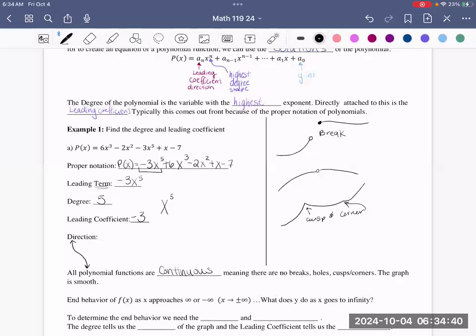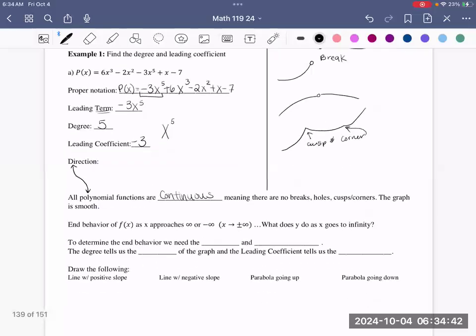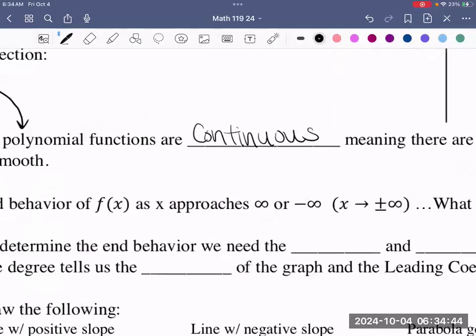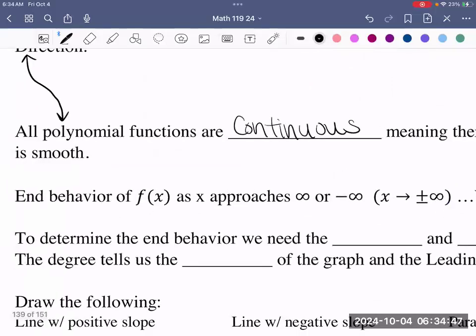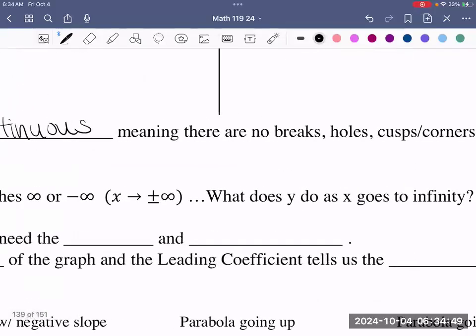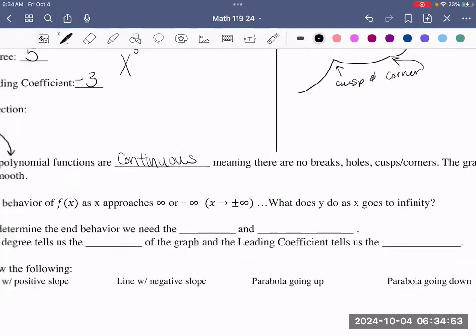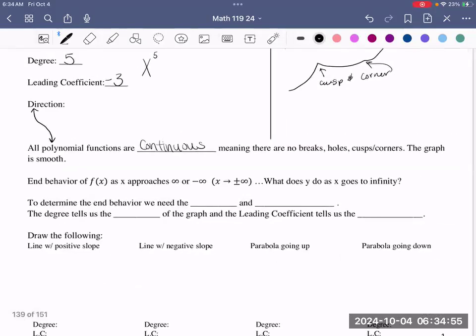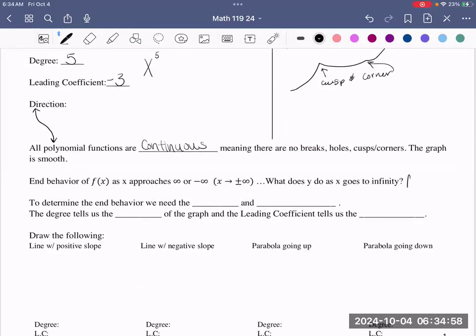So now your end behavior of f of x, as x approaches either infinity or negative infinity. This means, what does your y do as x goes to infinity? The notation for that is just saying, as x goes to infinity, what is your f of x? What is your y value doing?